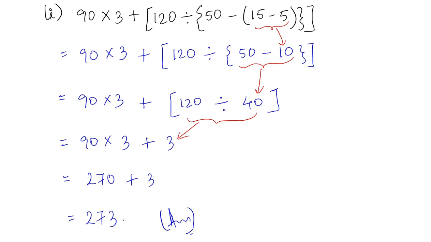In this step we have a multiplication sign and a plus sign. So first of all we are going to multiply these two numbers and to that product we will add 3. So 90 into 3 is 270. So we get 270 plus 3, and 270 plus 3 is 273. So the answer is 273.